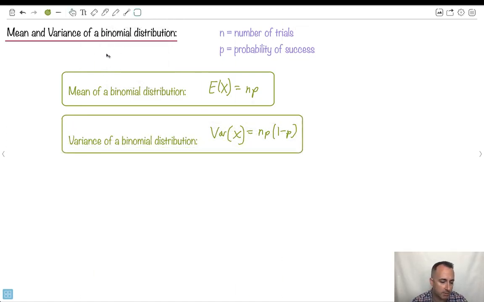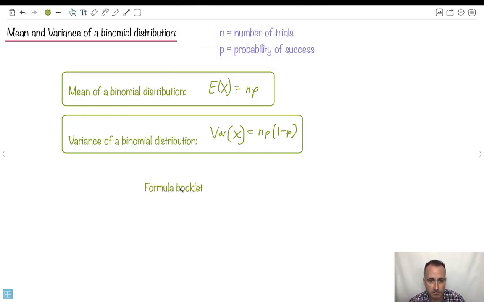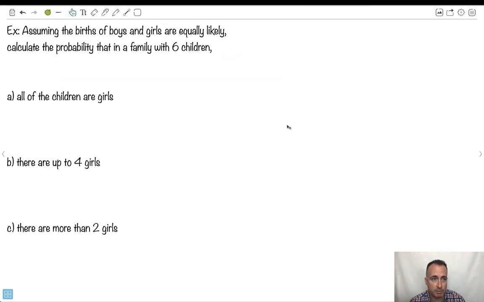Now, I think it's going to be important to consider an example. I think that'll be useful. Let me just write this down. I'll say formula booklet, because I just want to make sure you know that this is on your formula booklet. You don't have to memorize these in case you need them. There they are, both of them. Let's do an example. I think this will help to put things into context.